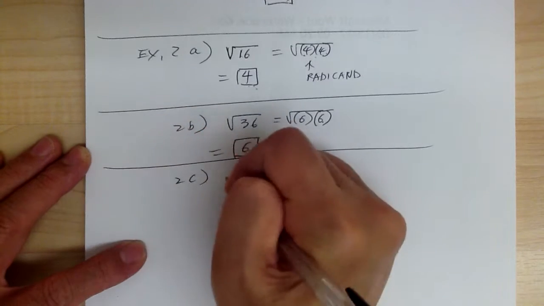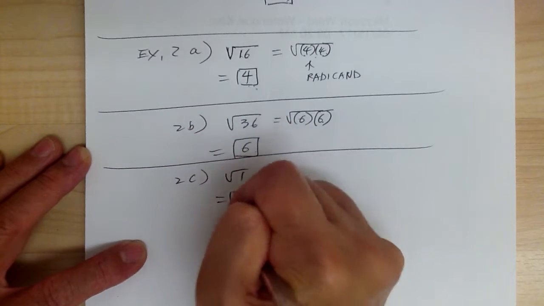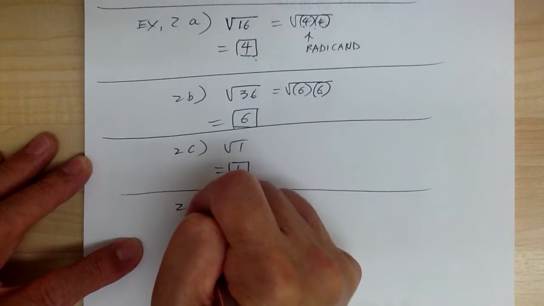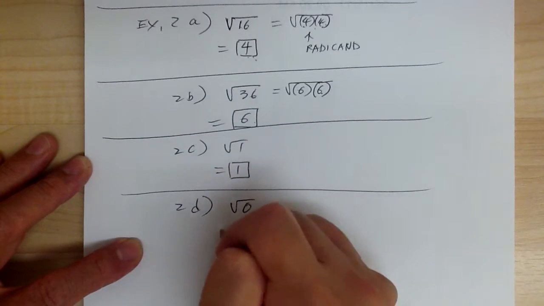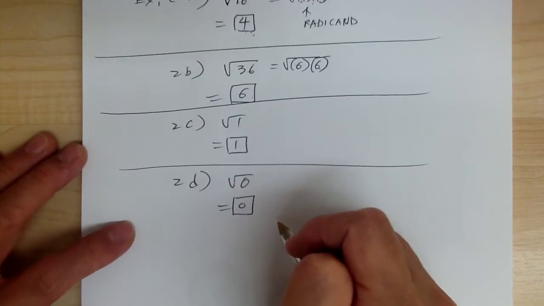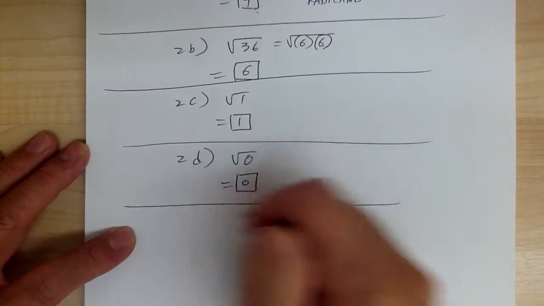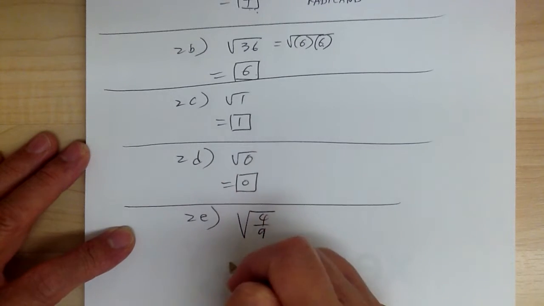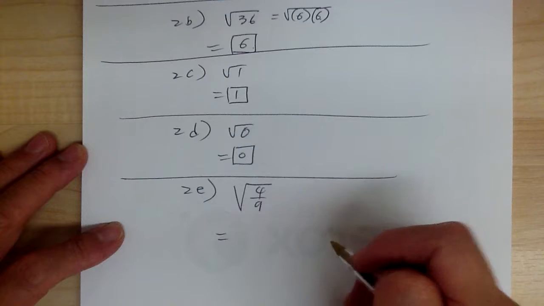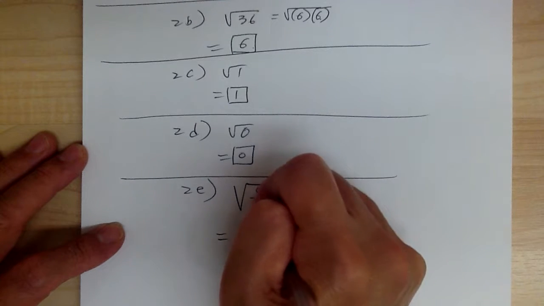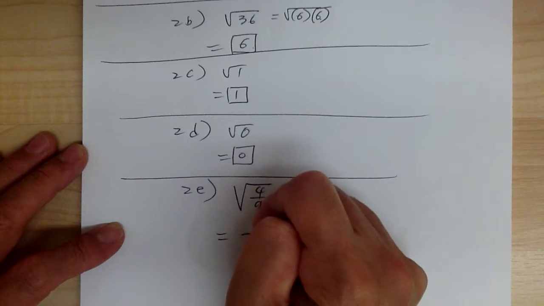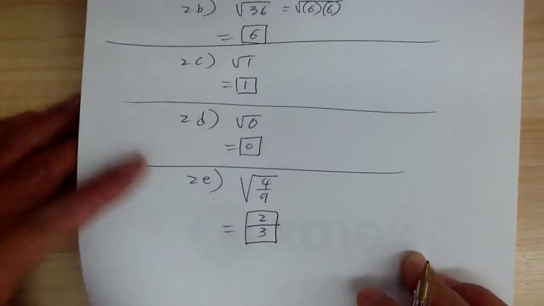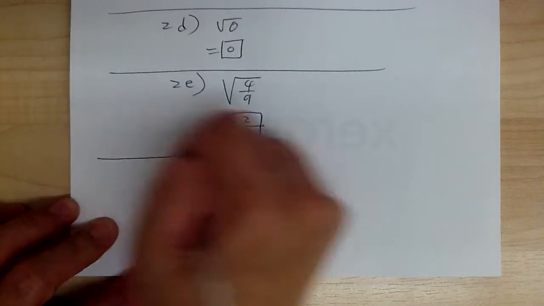Let's go to 2c, square root of 1, this is equal to 1, because 1 times 1 equals 1. Example 2d, square root of 0, this is equal to 0, because 0 times 0 equals 0. Now 2e, you've got square root of 4 over 9. When you have a fraction, you just do each part individually. So square root of 4 is 2, square root of 9 is 3, and so the answer is 2 over 3. It's not that difficult.